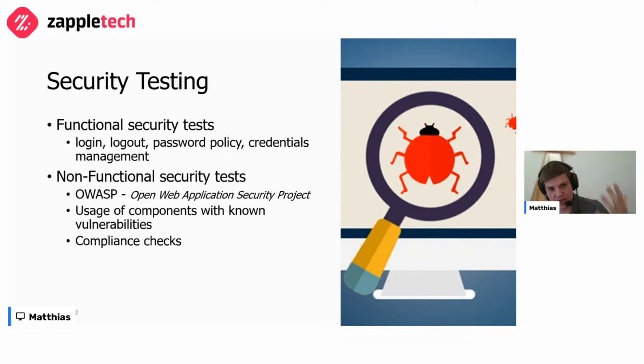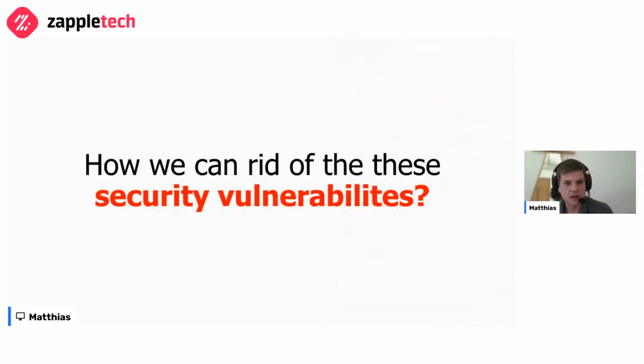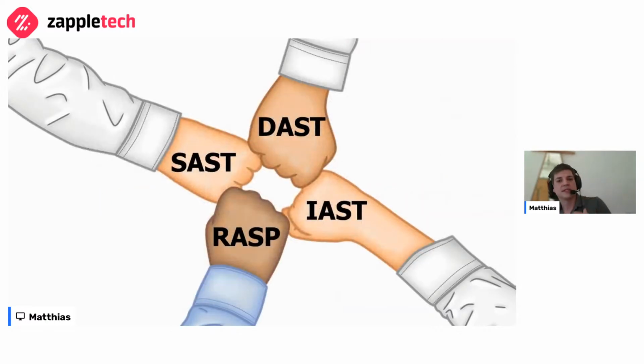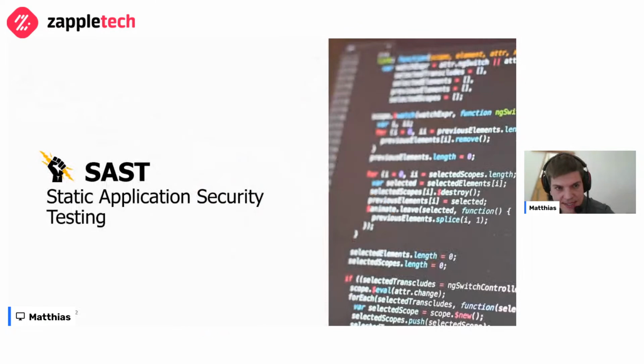So we have the three types and these two groups, and how we can get rid of these. What we can do is see if we have to go for more security testing and how we can go for that. And the answer is quite obvious. These are these four fists. So SAST, DAST, IAST, and RASP. But what are those? The first fist, SAST: static application security testing.